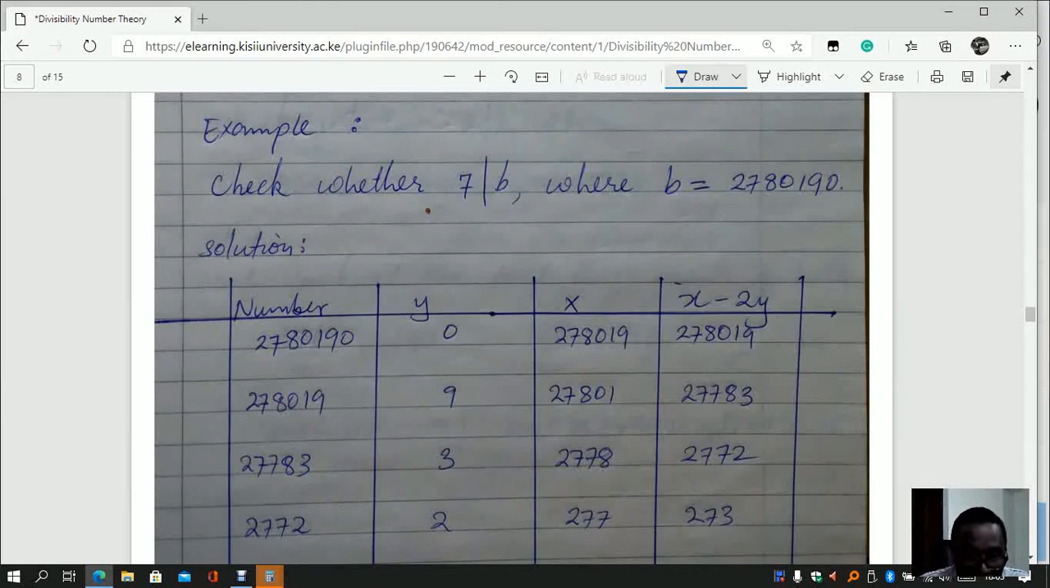So we know x is this, and 2y is this. It is 2 times 0, which is 0. So the number remains the same. It is this number minus 0. Now our current number is this. So this is our new number. We bring it right here. The next stage: this number y, the last digit, we keep it here, and x is this number minus the last digit. We have our x here. 2y is 18, 2 times 9, so minus 18.